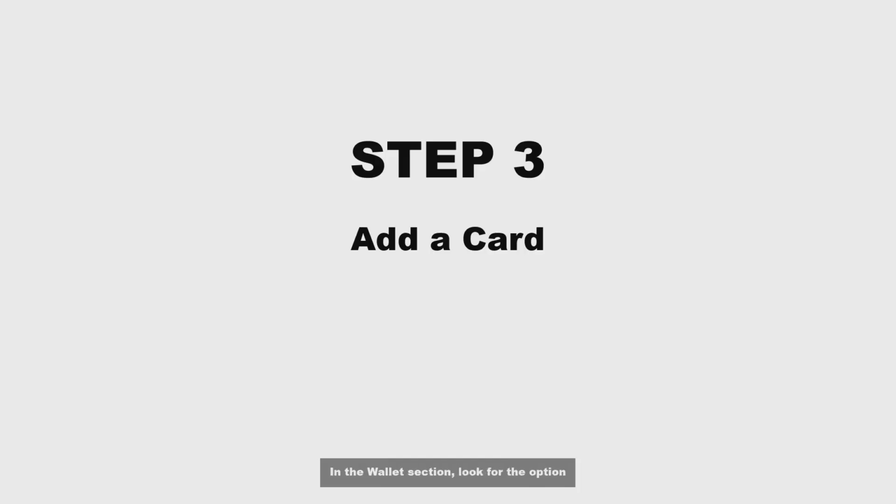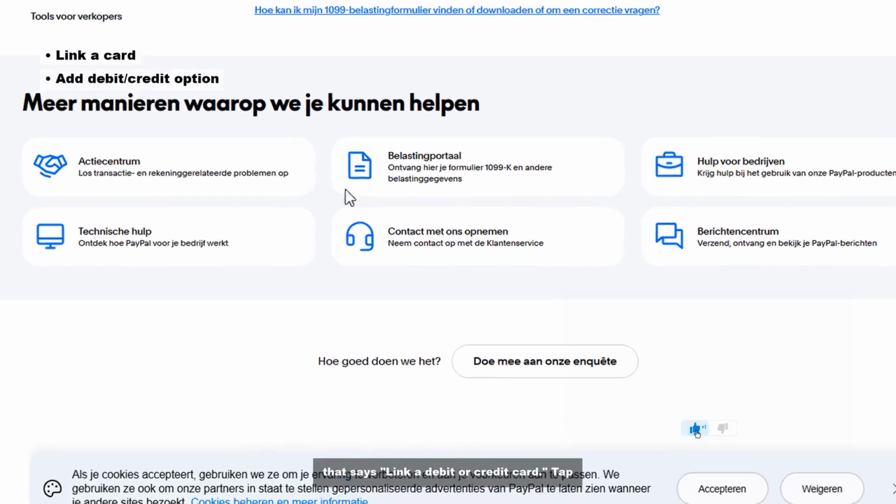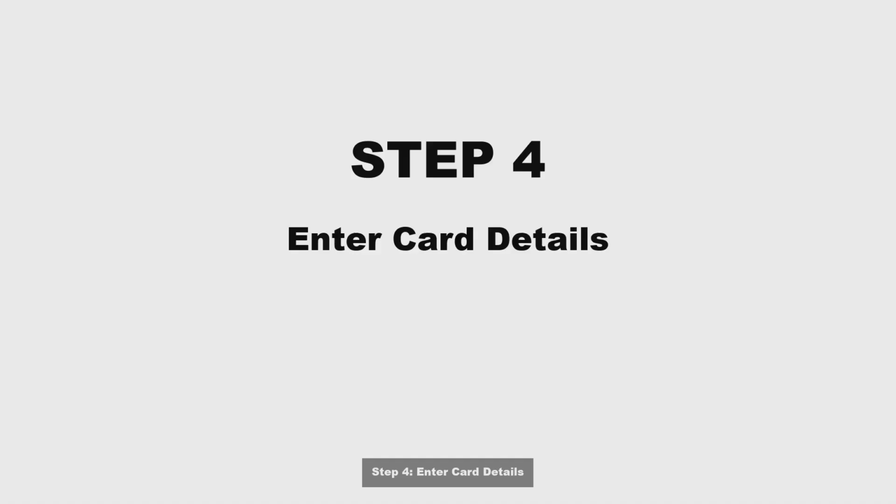Step 3. Add a card. In the wallet section, look for the option that says link a debit or credit card. Tap on it to begin the process.